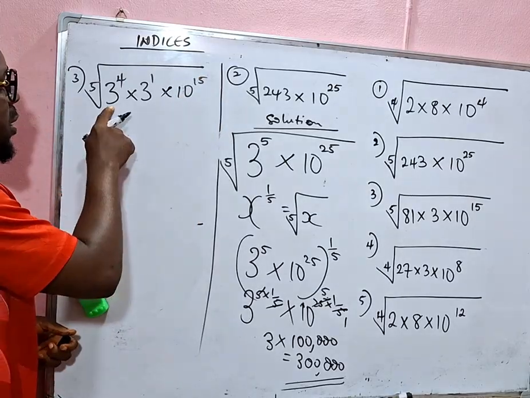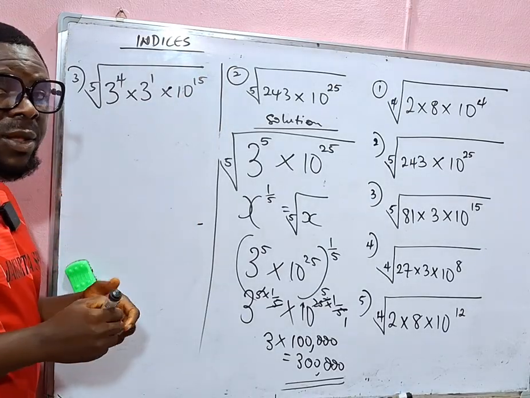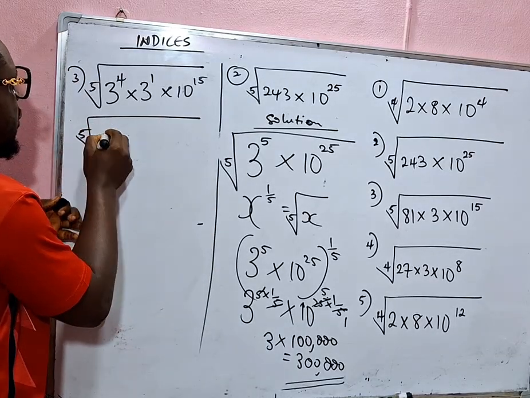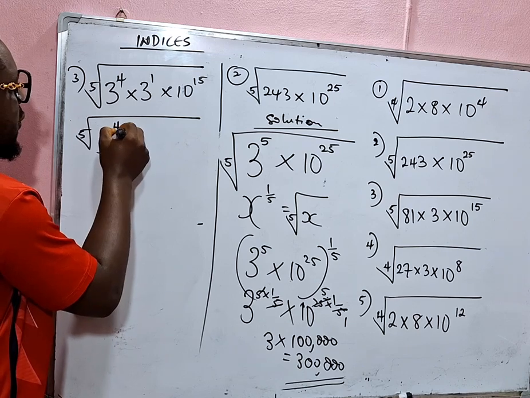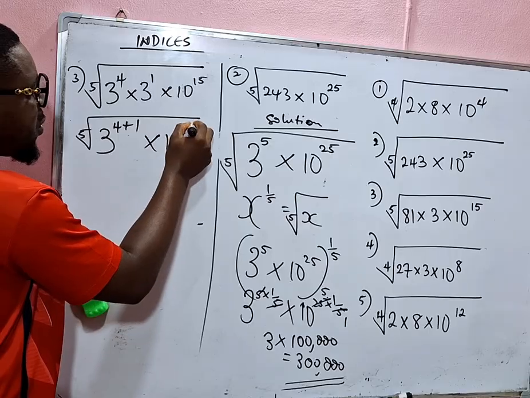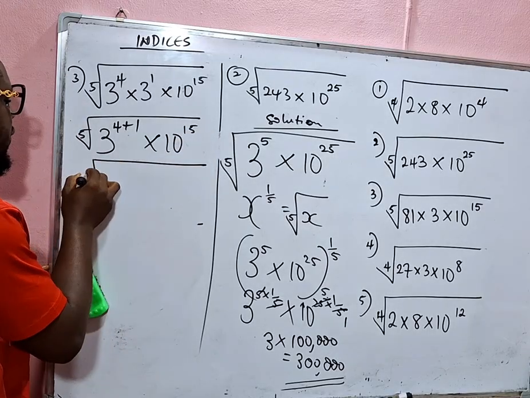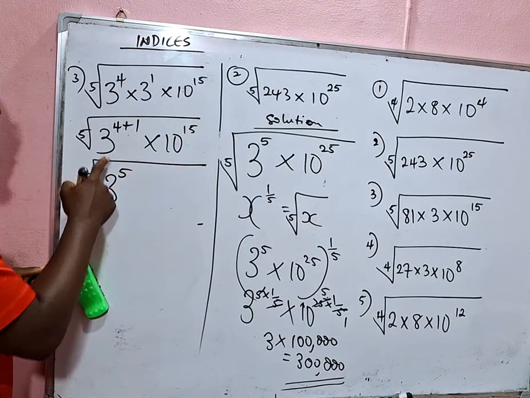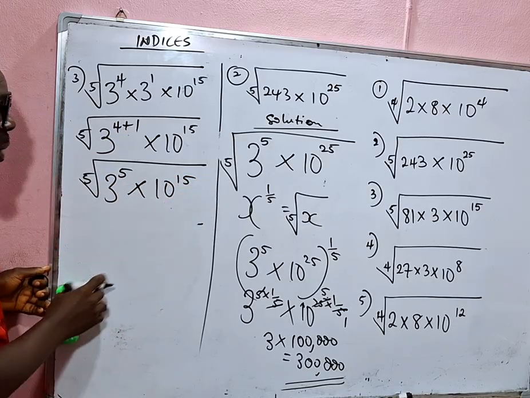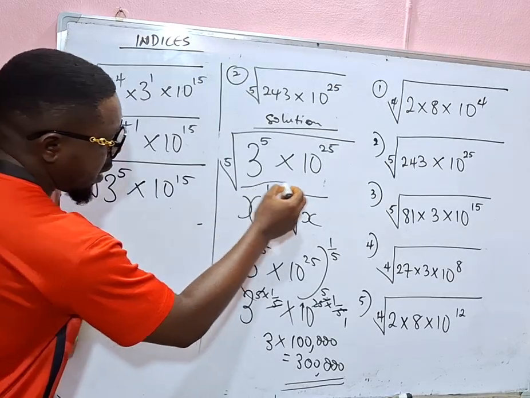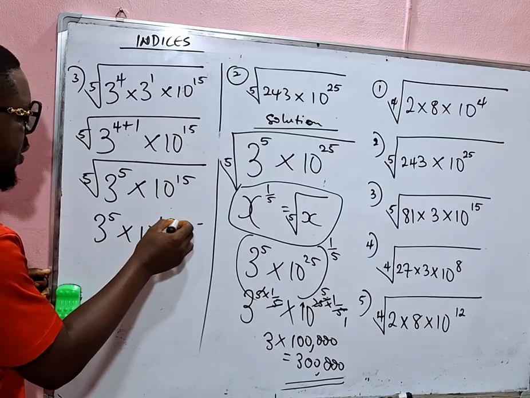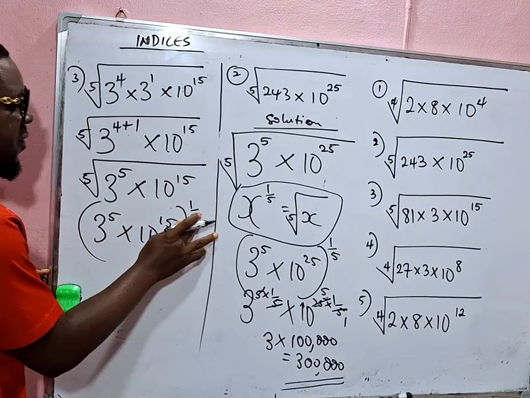Now, we have a law that says that for multiplication, if their base is the same, you add their powers. So this is 5th root of 3 to the power of 4 plus 1. Their base is the same, I'll add their powers. Times 10 to the power of 15. Then this is 5th root of 3 to the power of 5 times 10 to the power of 15. Applying this law here, this will now be 3 to the power of 5 times 10 to the power of 15, all raised to the power of 1 over 5.